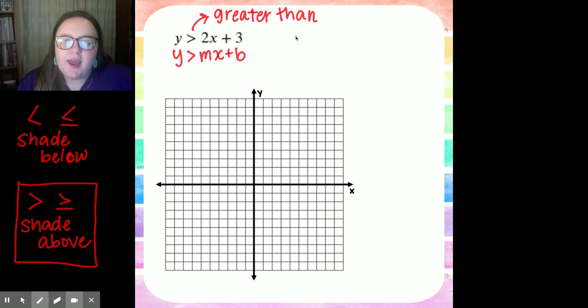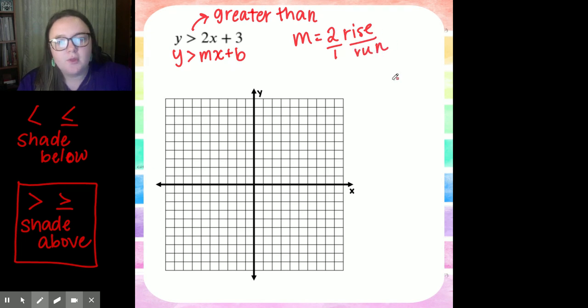We're going to write out our m here is 2, but we know it can be 2 over 1 because that's our rise over our run. Our b is a positive 3, and that's our beginning point. So I'm going to go ahead and quickly graph this, right? We're experts at graphing now.